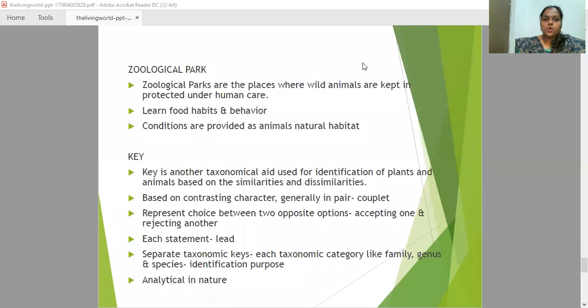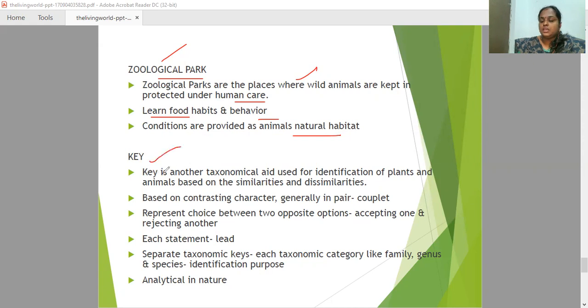Next is the zoological park. A zoological park is a place where wild animals are kept and protected under human care. By keeping them in human care, we are protecting the wild animals in the zoological park. We learn their food habits. Whether they eat plant products or animal products. What is the behavior? How does it behave with the person who takes care of it? How does it behave with a stranger or visitors? Behavior and food habits can be learned by keeping wild animals in the zoological park. It is for educational purposes, and conditions are provided like the animal's natural habitat.